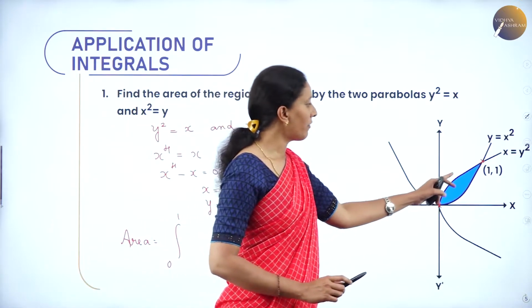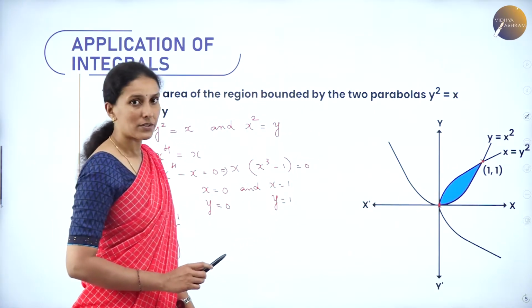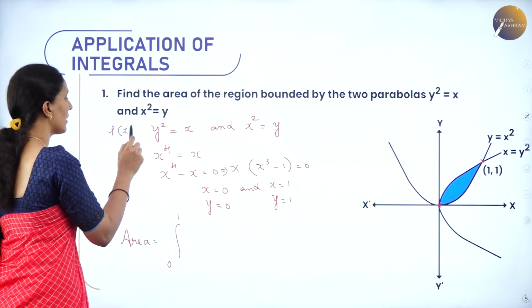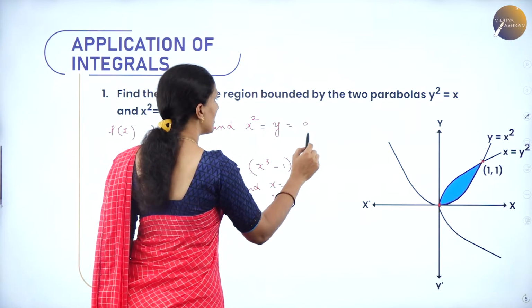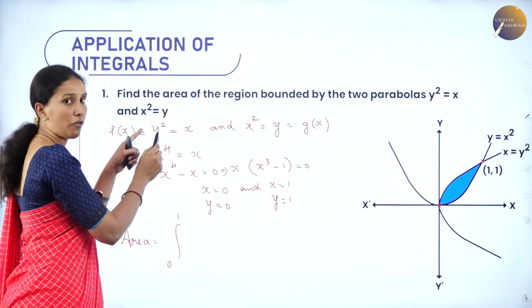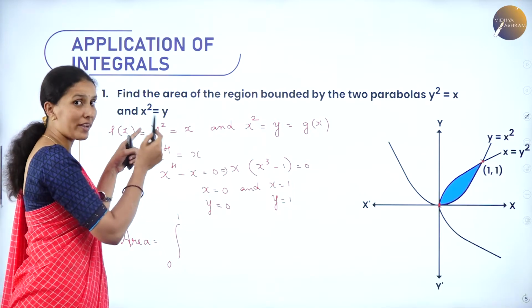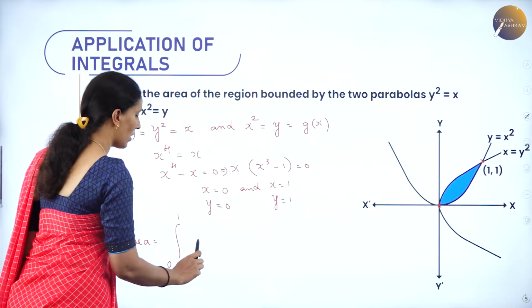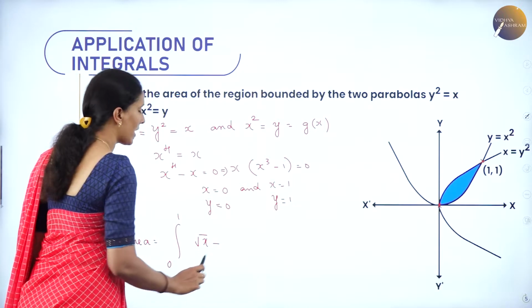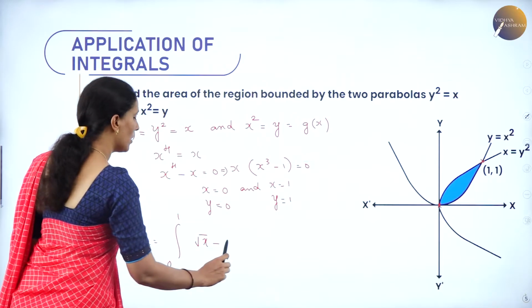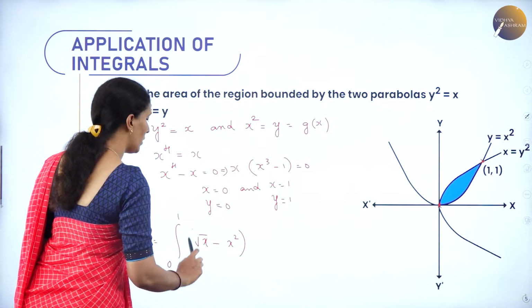So I can take f(x) as y square is equal to x, and this one I can take as g(x). We know that f(x) must be in terms of y only. Here I have y square, so if I need y, then it is root x. So therefore root x minus g(x), which is y here, that is x square, into dx.